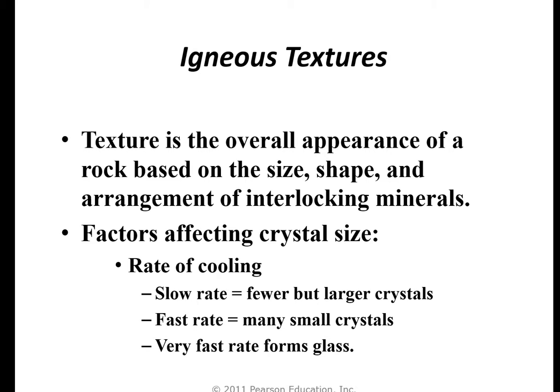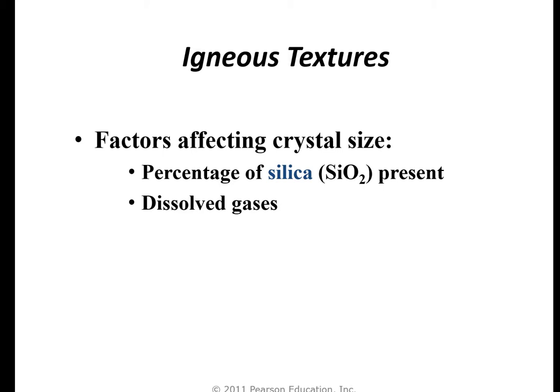The way you form an extremely fast rate of cooling is to have an explosion out of a volcano, and the magma cools very quickly in the upper atmosphere as it gets thrown up several miles. Factors affecting the crystal size include percentage of silica, SiO2, present, and dissolved gases.